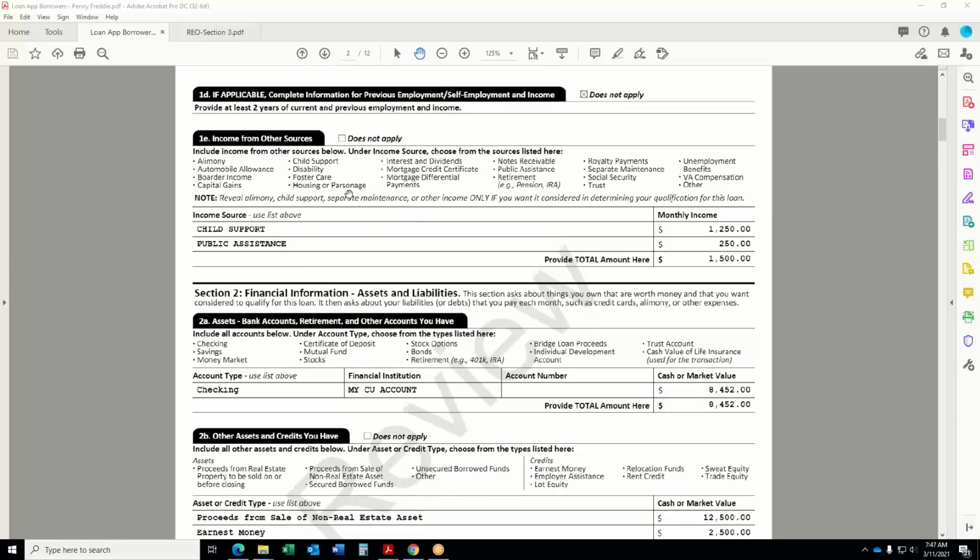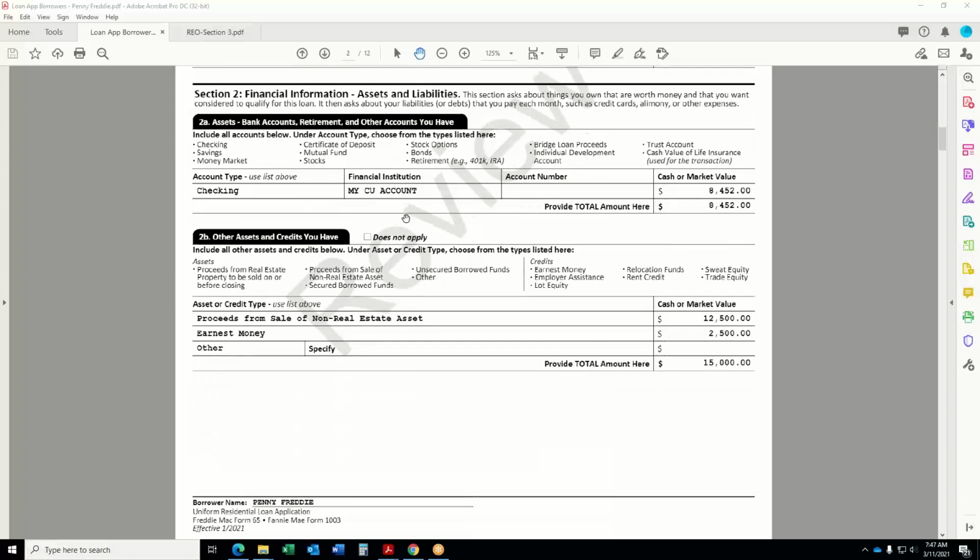Section 1E is reserved for income from other sources. So this is where you're going to list out your Social Security, retirement, child support, public assistance. We're just going to list out the income source here on the left-hand side, and the monthly income will print on the right-hand side.